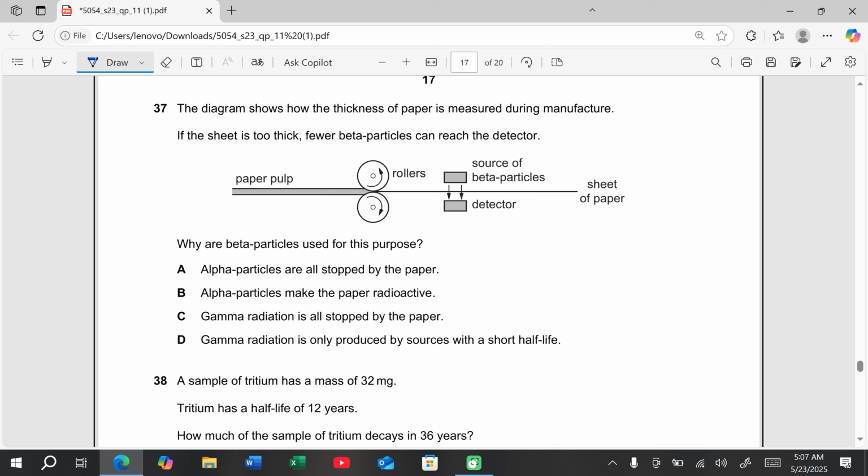Yes, that's correct, but let's see the other ones as well. Alpha particles make the paper radioactive. No, that's wrong. Gamma radiations are all stopped by the paper. They are not. Only produced by the source. No, that's wrong as well. So only A is the right answer.